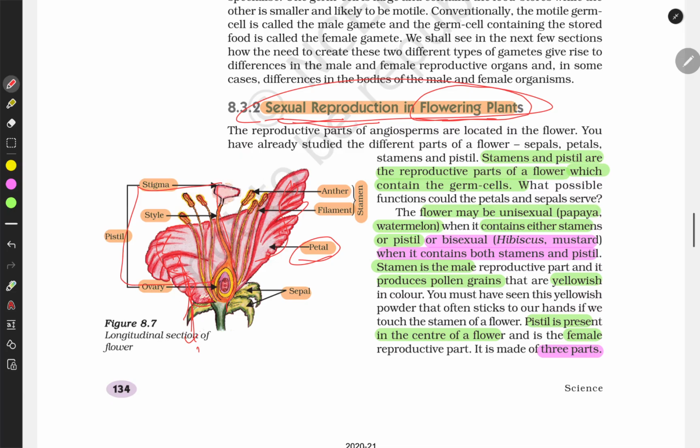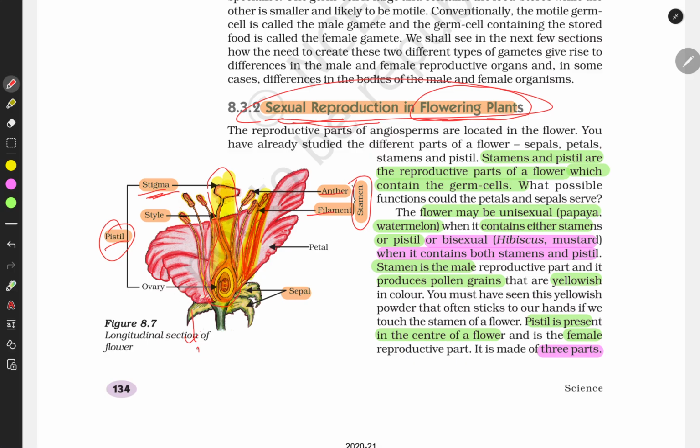This is called the stigma. It contains the ovary, and this is called the pistil. And another thing is the stamen. This is called the stamen. It has an anther, and this is a filament here. This flower also has an ovary here. So by looking at it, we can see this part is the female part, and these are the male parts.